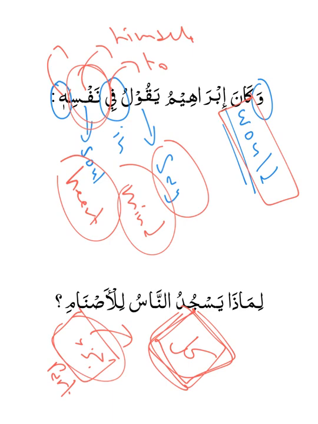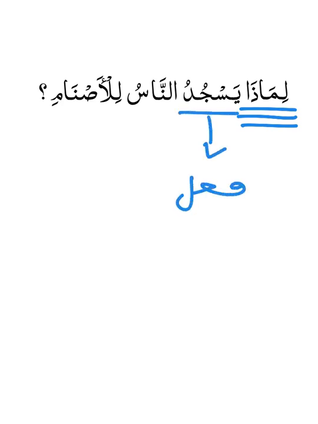Let's look at the second sentence now. So step 4, identify the major parts of the sentence. We've got limadha, which is harful istifham. Yasjudu is a fi'l. A fi'l needs a fa'il. Well, it's very obvious.